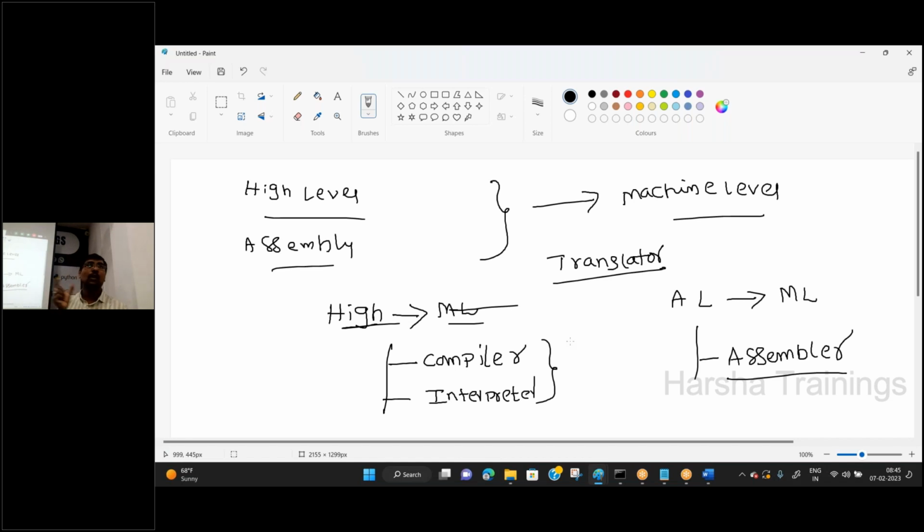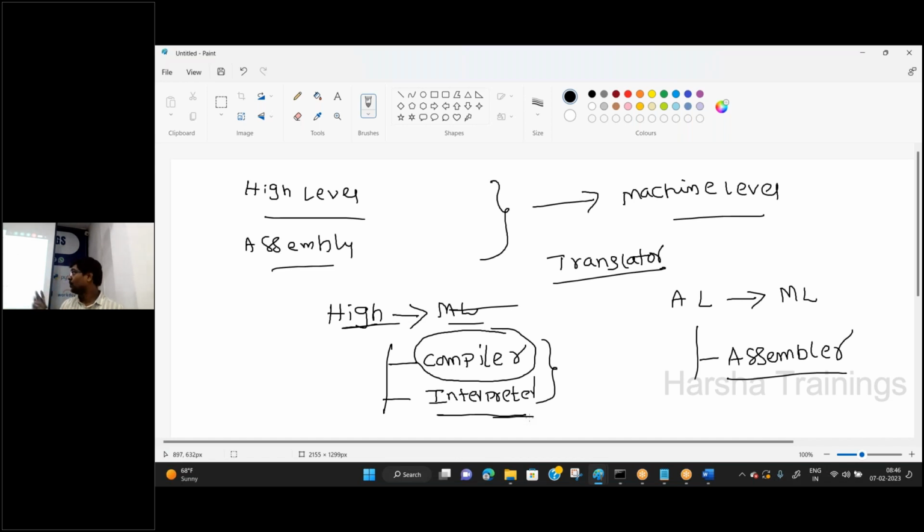Generally, each line in a program is called an instruction, or simply a line. At a time, my entire program is converted from high level language to machine level language. That is done by a compiler. Now, what is a compiler? Compiler is a translator which is used to convert high level language into machine level language at a time, that is, the entire program. Obviously, what is an interpreter? Interpreter converts high level into machine level line by line. You understand the difference? Line by line.